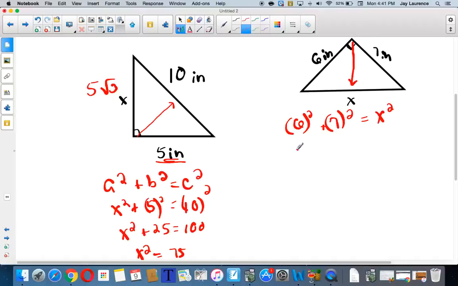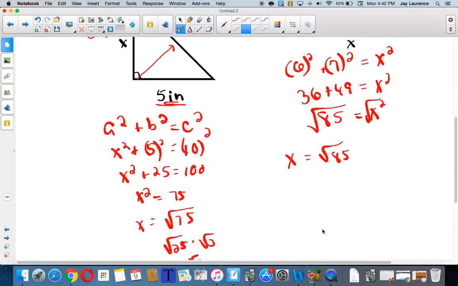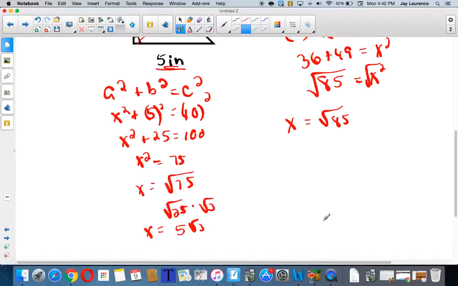All right, so what do we have here? 36 plus 49 equals x squared. That's going to be 85. I don't know if that's going to simplify. I'm thinking not, but I'll take the square root of each side to see if I can. And so I'm going to get x is equal to, let me see, the square root of 5 times 17. Yeah, that's not going to simplify because the two factors are prime. So I could do that, or I could go with a decimal approximation. It's going to be a little bit more than 9, but you can punch that in a calculator.